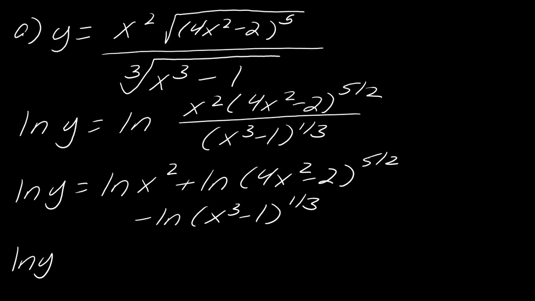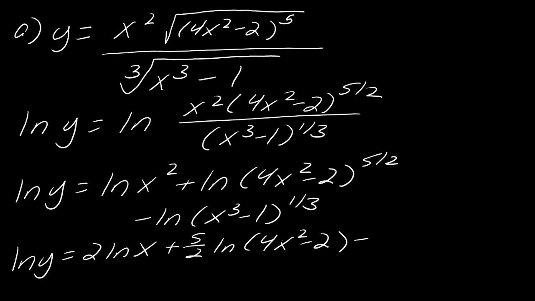So this is going to be a little bit long, but this will be 2 times the natural log of x plus 5 halves times the natural log of 4x squared minus 2, minus 1/3 times the natural log of x cubed minus 1. All right, so this is a bit more manageable.